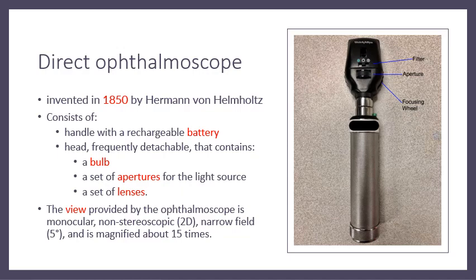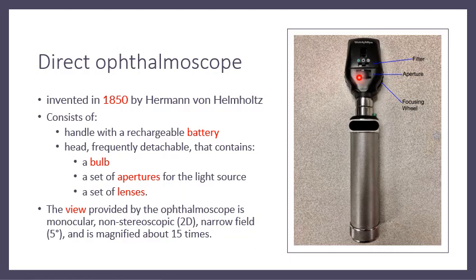The device was invented in the 17th century by Hermann von Helmholtz. It consists of a handle, and this handle contains a rechargeable battery or a group of batteries, and a head which contains a bulb, which is the light source, a set of apertures for the light source, and we'll talk about that, and then a set of lenses to compensate for the possible refractive error of the examiner and the patient. The view provided by the direct ophthalmoscope is monocular.